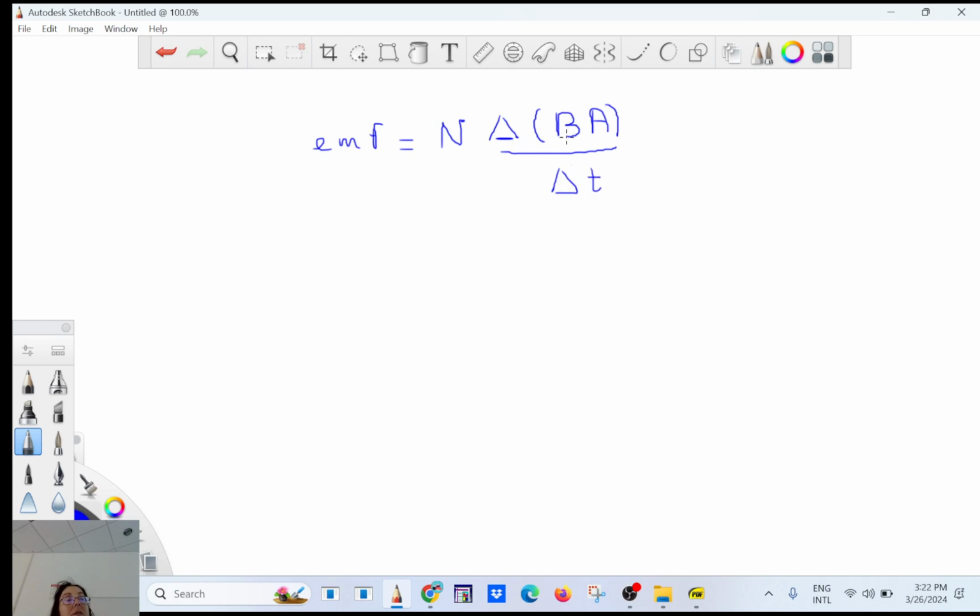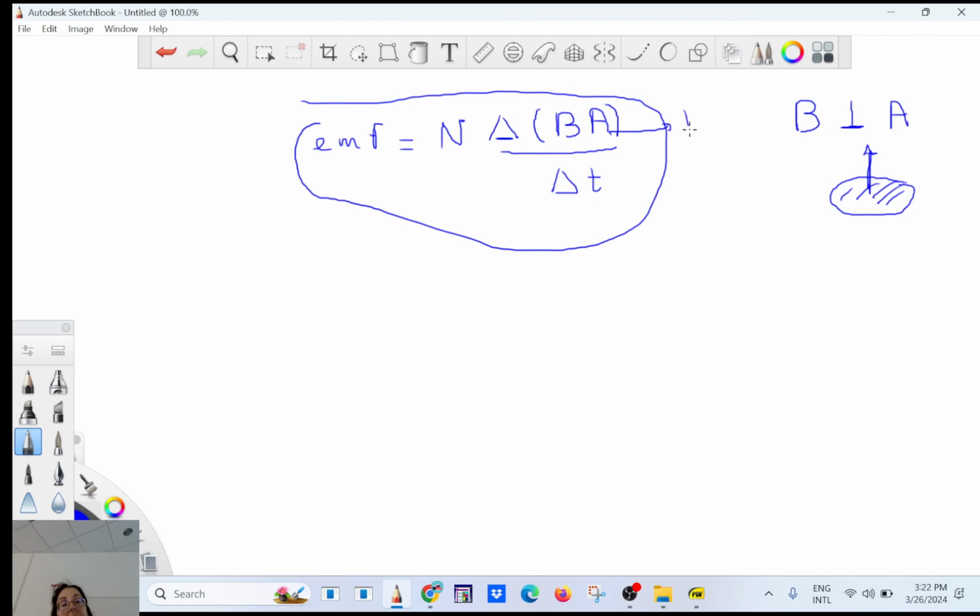So something has to change. In that case, we suppose that B is perpendicular to the area. So if you have an area here, that will be your conductor, we can say that B is always perpendicular to the area. So we can use this equation here.